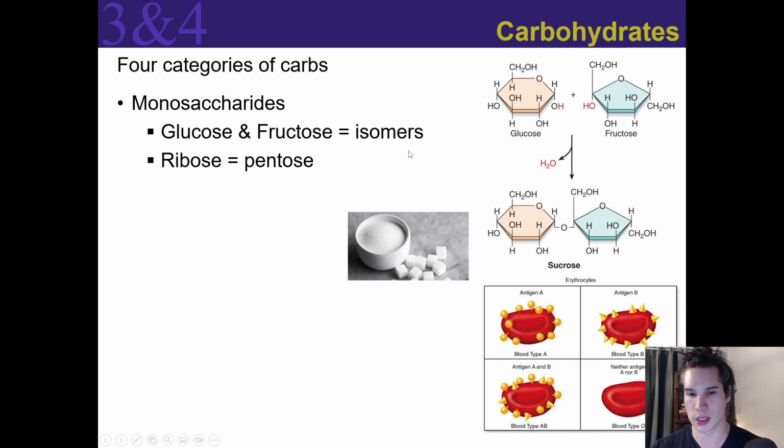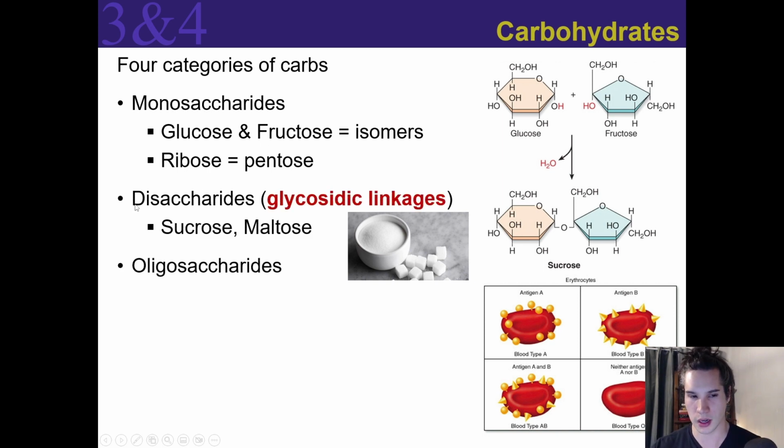What I mean by isomer is that they have the same chemical formula. So glucose here, fructose here, they have the same number of atoms of every type. However, the atoms are arranged differently, so we call them isomers. Glucose and fructose are just isomers of one another. Both of them are types of monosaccharides. Ribose is a pentose, a 5-carbon sugar. These are actually 6-carbon sugars. Glucose is a 6-carbon sugar. Fructose is also a 6-carbon sugar.